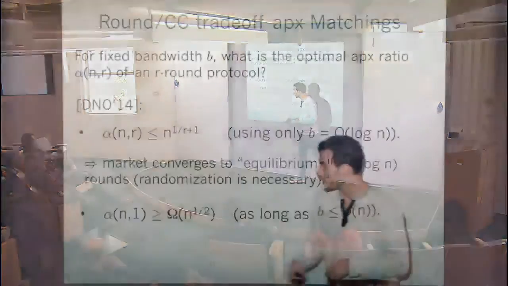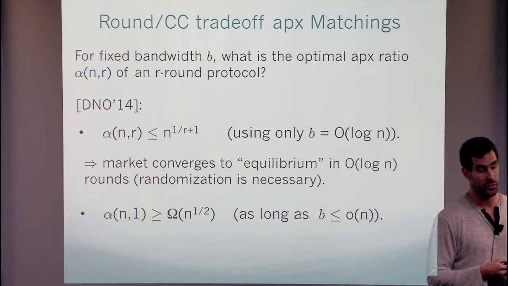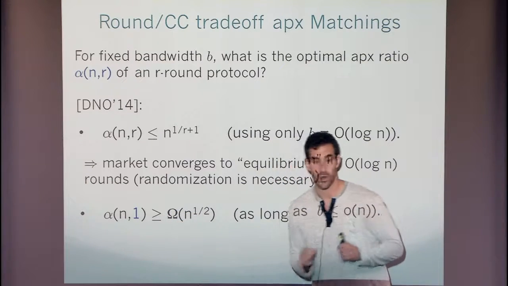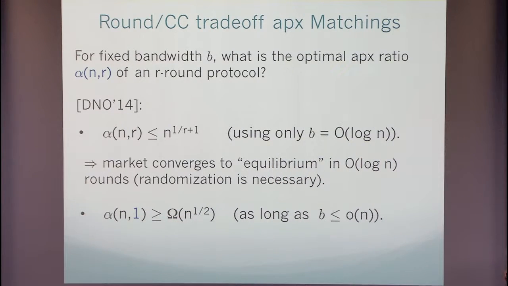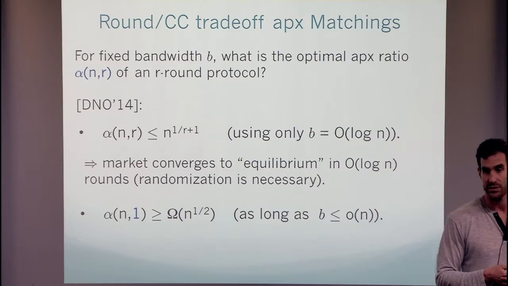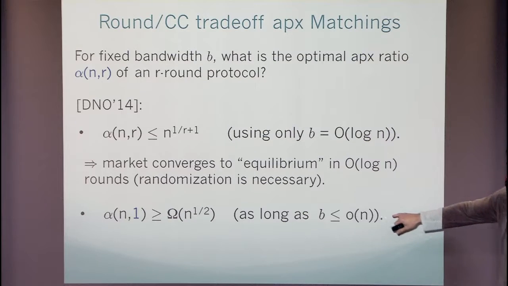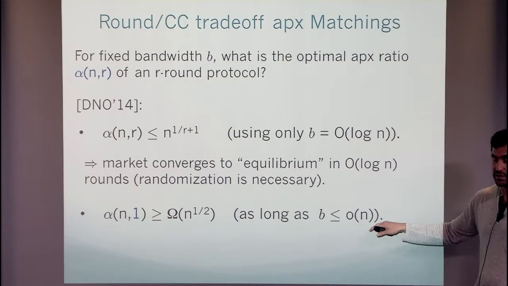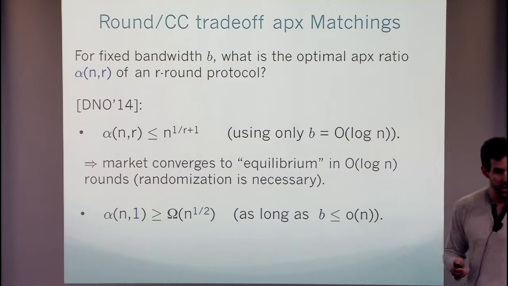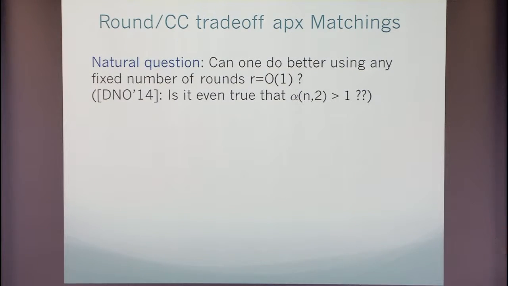In terms of lower bounds, they proved a lower bound only for simultaneous protocols. So any randomized protocol that uses just one round, any simultaneous protocol, cannot obtain more than a square root n factor approximation, even if players are using slightly polynomial bandwidth. But this lower bound was known only for one round, and the natural question at this point is, can we do better using any number of fixed rounds?